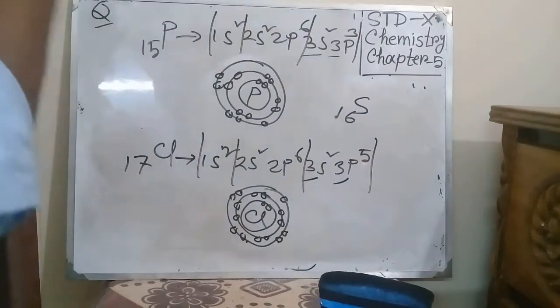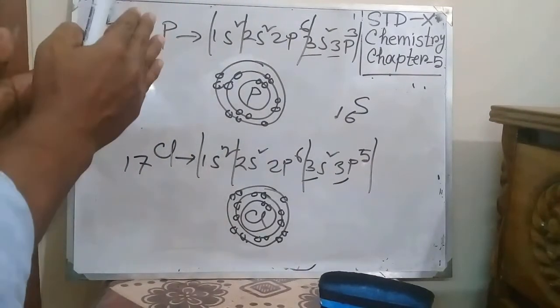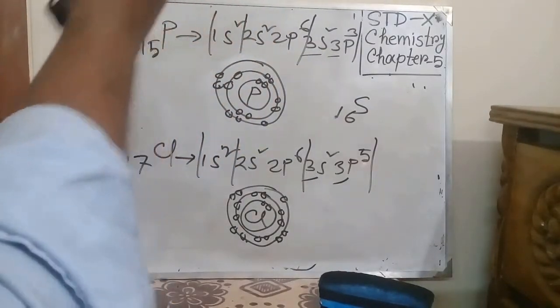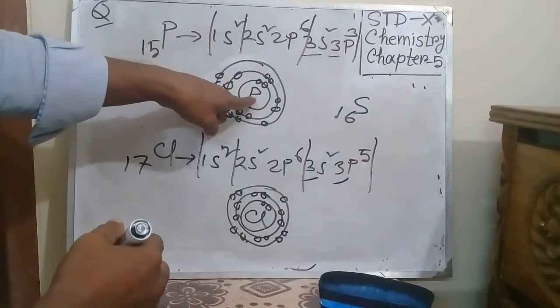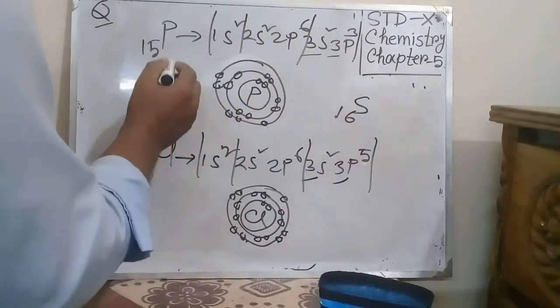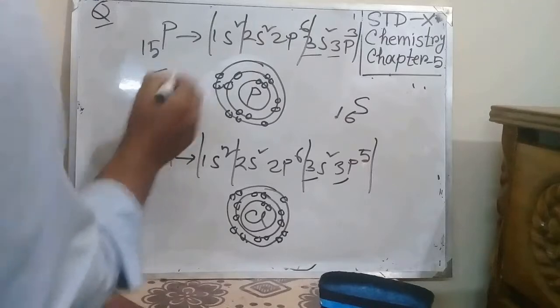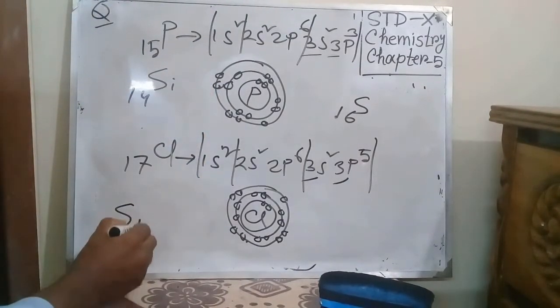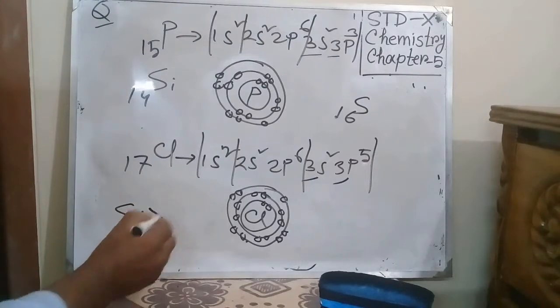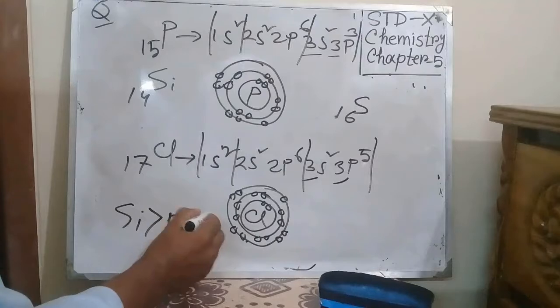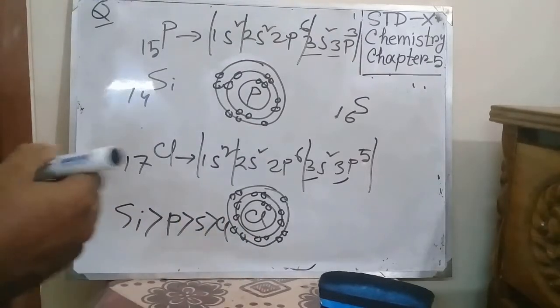So we can tell that the size of the atom, or atomic radius, will decrease as we go from left to right. We know before phosphorus there is another atom, silicon, 14. So we can tell silicon, phosphorus, sulfur and chlorine.